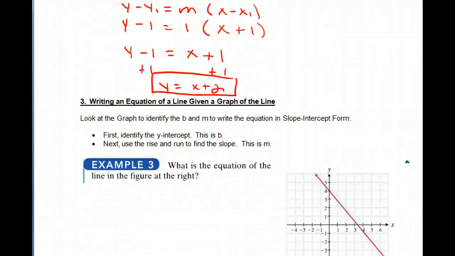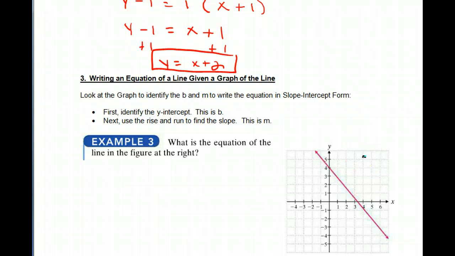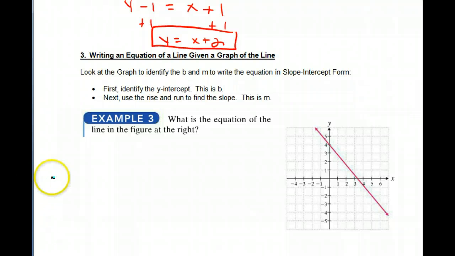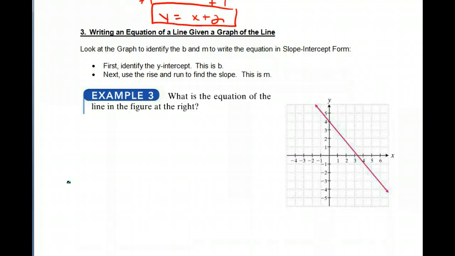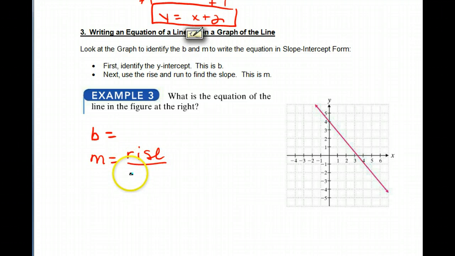The last topic in this section teaches us how to write the equation of a line when all we're given is the graph of the line. So we have two pretty easy steps here. The first thing that we want to do is identify the y-intercept from the graph. After you identify the y-intercept, you simply want to use the slope by using the rise and run as we move from left to right on our graph. So let's go ahead and do that.